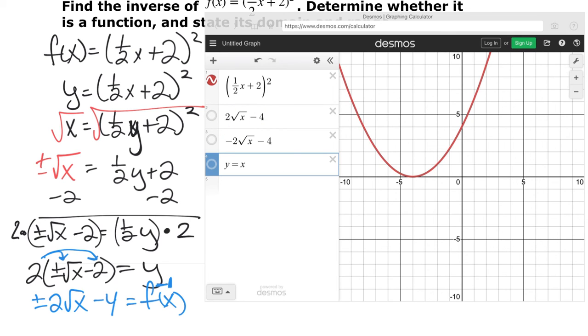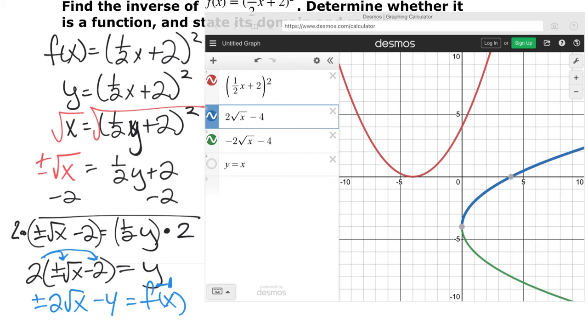So here's the positive piece of the function, I'm going to turn that on, and you'll see that it's just half of a parabola. And then the negative piece of that function is right there, and you'll see that's the other half of the parabola. So now you can see that these are going to be a reflection across that line, y equals x, that's our purple line right here.